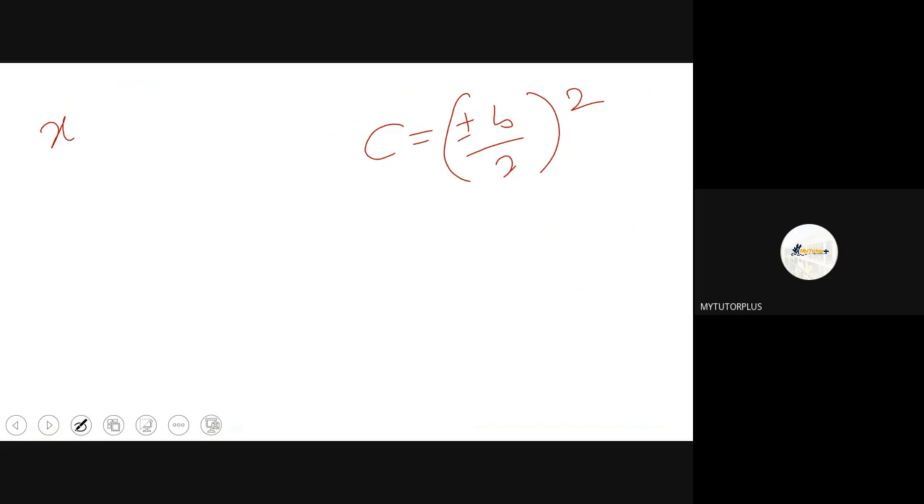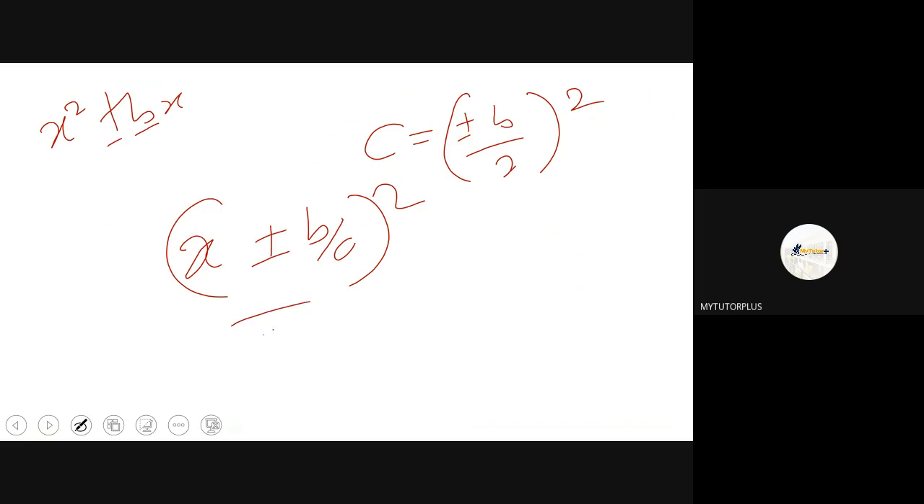Remember, the expression starts from x squared plus bx, so the coefficient of x here is b. If it is plus, I put plus. If it is minus, I put a minus there. Then the last step of your solving is x equals, plus or minus b over 2, all in bracket square. And that will be our final answer.